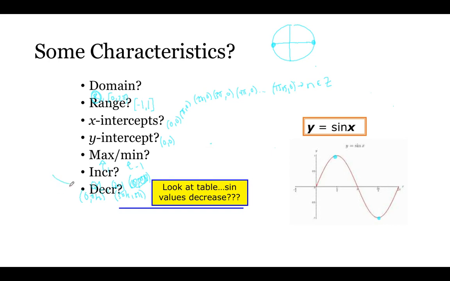Where is it going to decrease? Well, we said it was decreasing in quadrant 2 and quadrant 3. So from pi over 2 all the way to 3 pi over 2. And that keeps going. We will find more intervals in which that would happen.